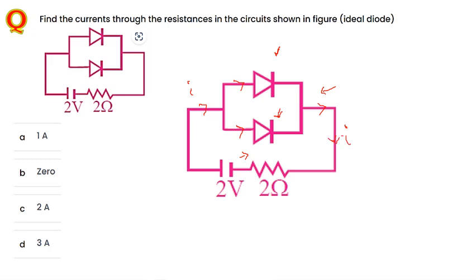Now we are going to find I. According to Ohm's law, V is equal to I into R, so I is equal to V divided by R. Here V is the potential, 2 volts, and the resistance here is 2. So from this, I is 1 ampere of current.